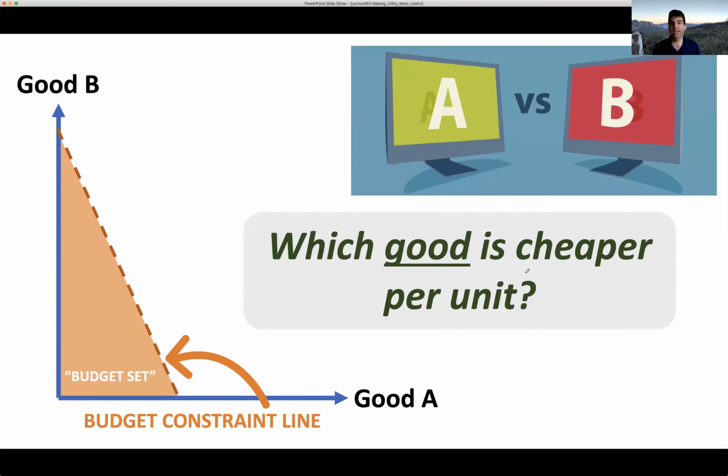So let's introduce the budget line one more time. And so the question here is, if I give you a budget constraint line, and I have a good A here and good B here, and let's say I also gave you two prices, the price of good B and the price of good A. Now, without me telling you the prices, just by showing you this line, let's say, actually, just put into the chat, which one of these two do you think is cheaper per unit, A or B? And you can just put your answer into the chat.